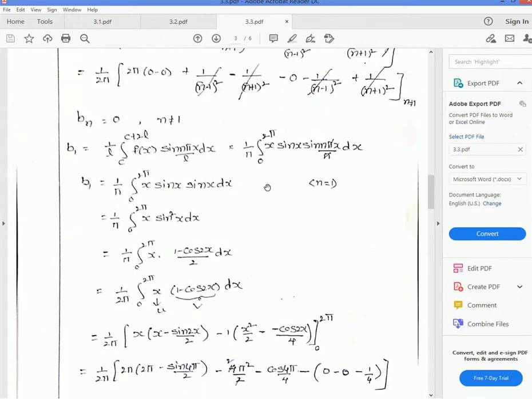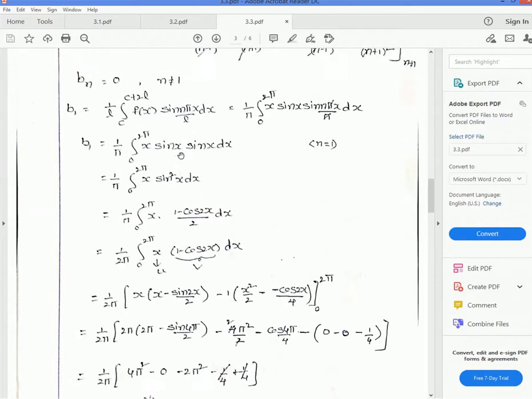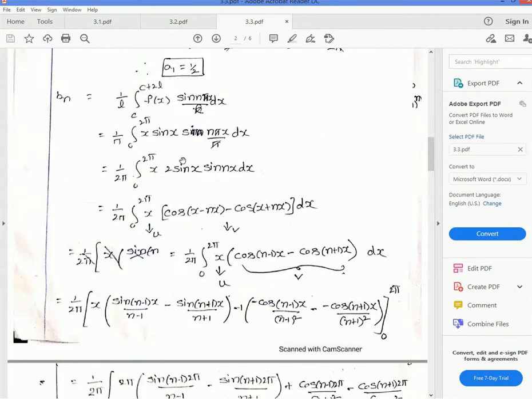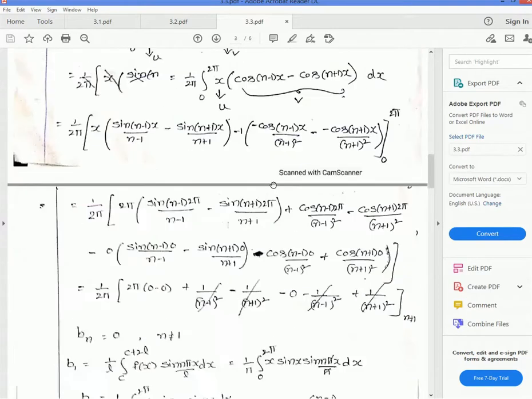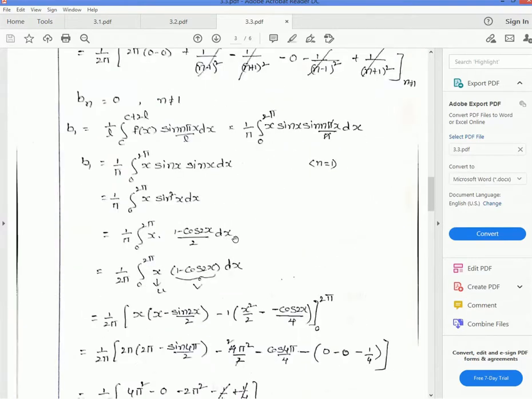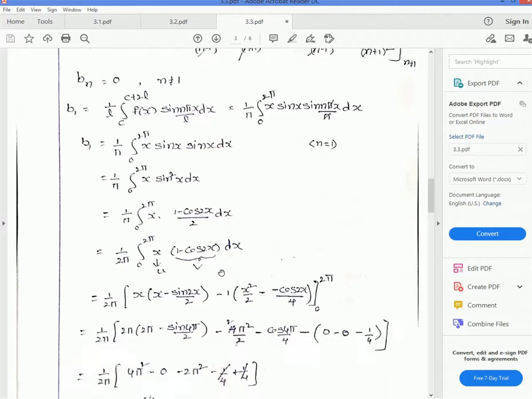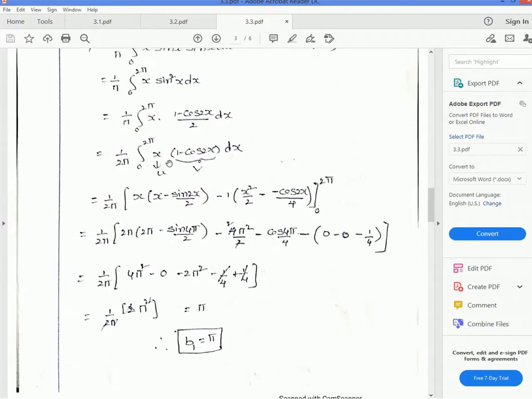So what is 2 sin square x? Sin square x only, right? 2 cancels. Okay, sin square x can be written as 1 minus cos 2x by 2. So 1 by 2 taken out of the integral, x into 1 minus cos 2x. So now again use the UV rule. So u is x and v is 1 minus cos 2x. x into x1, integration is x, cos 2x integration is sin 2x by 2, minus derivative of x is 1, x integration x square by 2, minus sin 2x integration minus cos 2x by 2, 2 into 2, 4.